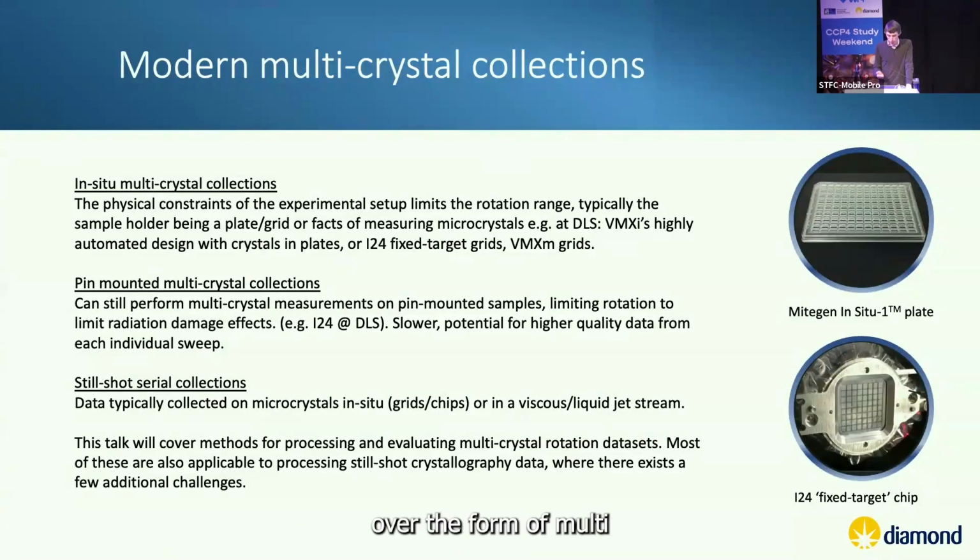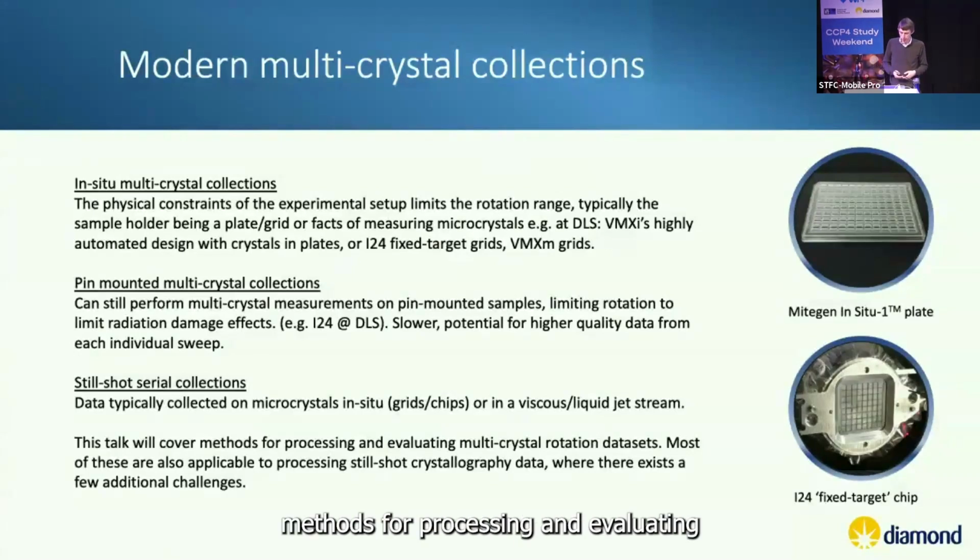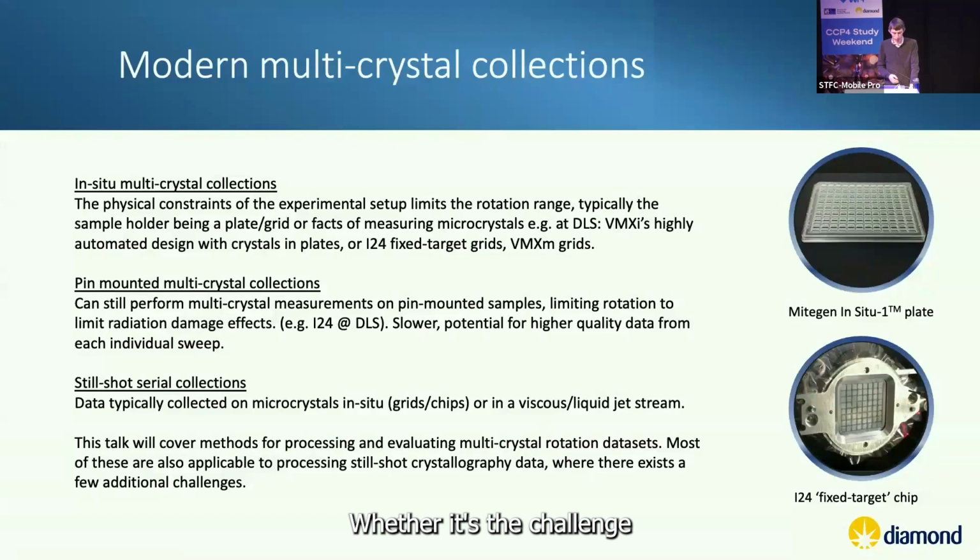Then still shot collections are another form of multicrystal collections. They are typically collecting on microcrystals in situ, in grids or chips, or in a viscous jet stream. So in my talk today, I'm going to mainly cover methods for processing and evaluating multicrystal rotation data sets. Now, most of these are also applicable to processing still shot data as well, where there exists the extra challenge of modeling the partiality.